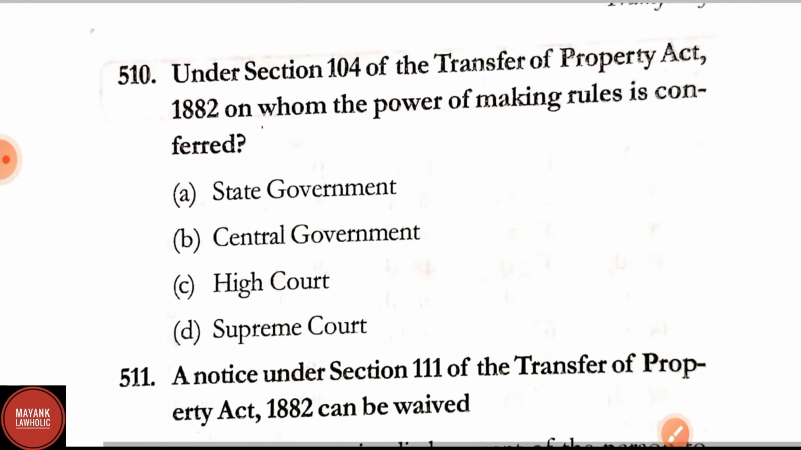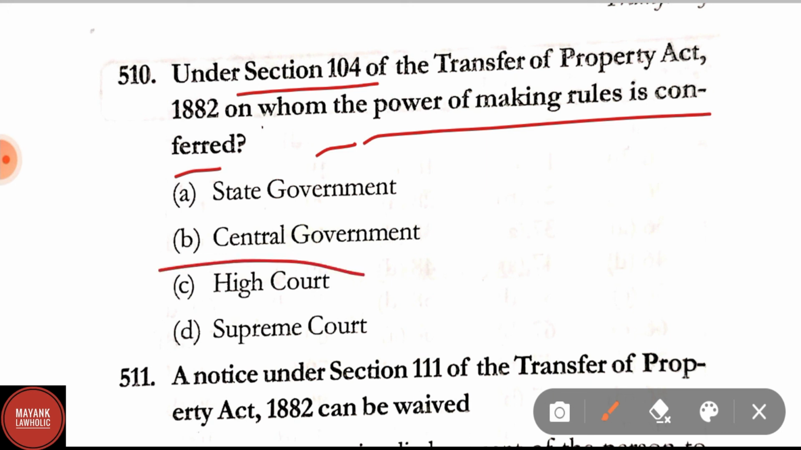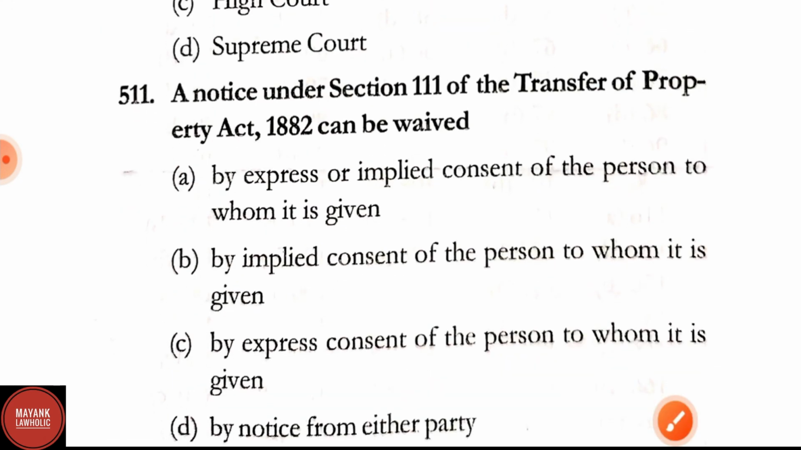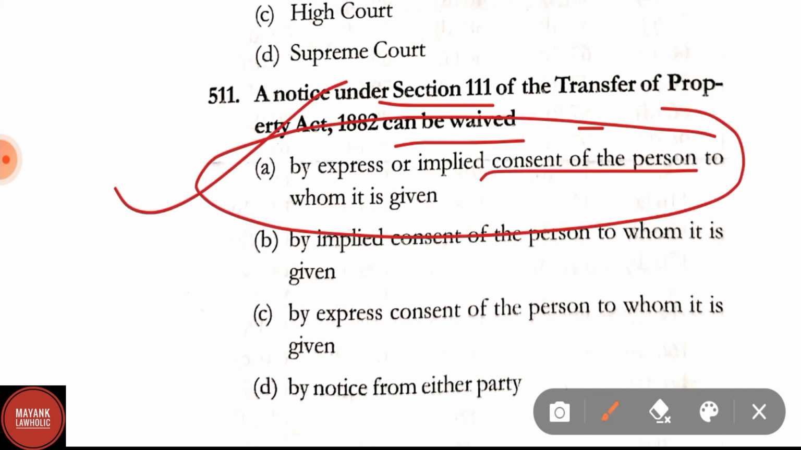Question number 510. Under section 104 of the Transfer Property Act 1882, whom the power of making rule is conferred? Option A, state government. Option B, central government. Option C, High Court. And option D, Supreme Court. Correct answer is option C, that is High Court. Question number 511. A notice under section 111 of the TPA can be waived. A, by express or implied consent of the person to whom it is given. Option B, by implied consent to the person to whom it is given. Option C, by express consent of the person to whom it is given. Option D, by notice from either party. Here correct answer is option A, by express or implied consent to the person to whom it is given.